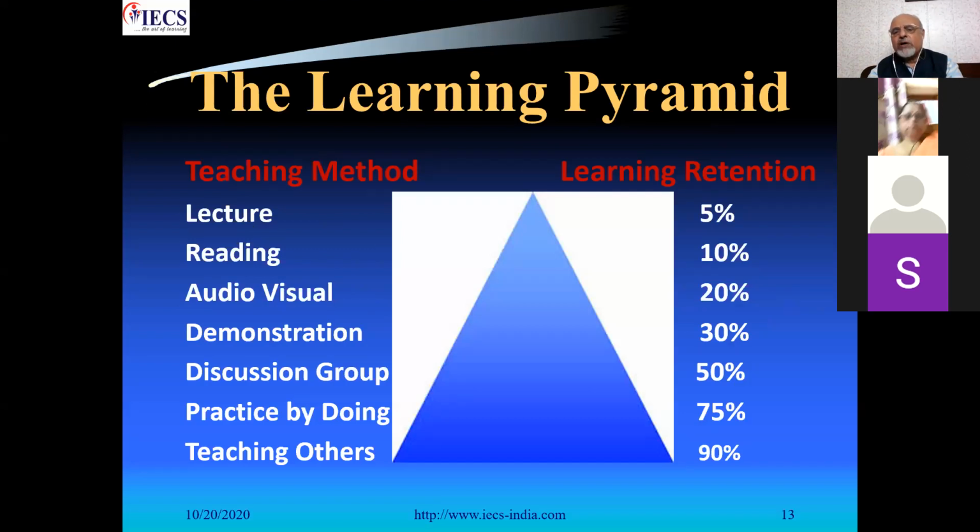I think in one of my talks I did mention this, but that time it was in a different order. When we talk of retaining information in the brain, if you lecture at me, I will retain only 5% of the information, 95% I will lose. If you read it from a book or I read it from a book, I will be able to retain 10% of the information.